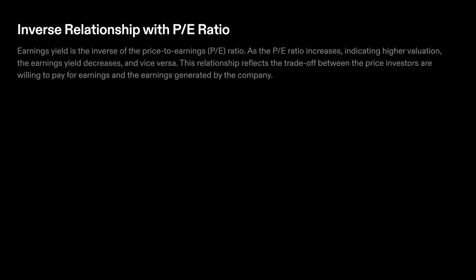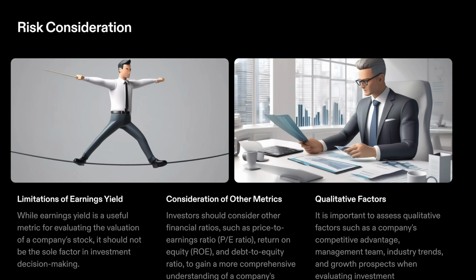4. Inverse relationship with PE ratio. Earnings yield is the inverse of the price-to-earnings (PE) ratio. As the PE ratio increases, indicating higher valuation, the earnings yield decreases, and vice versa. This relationship reflects the trade-off between the price investors are willing to pay for earnings and the earnings generated by the company.